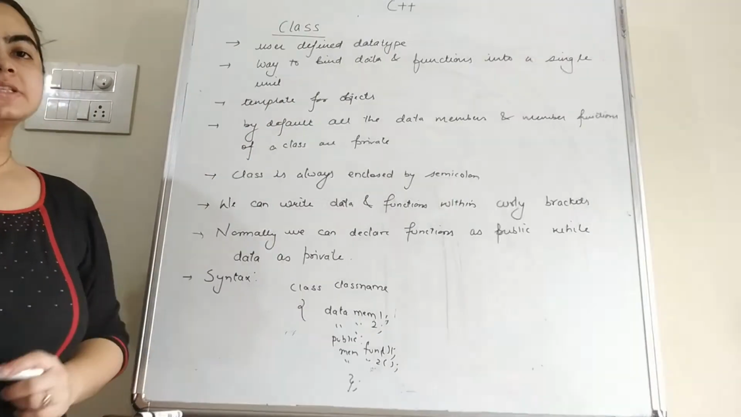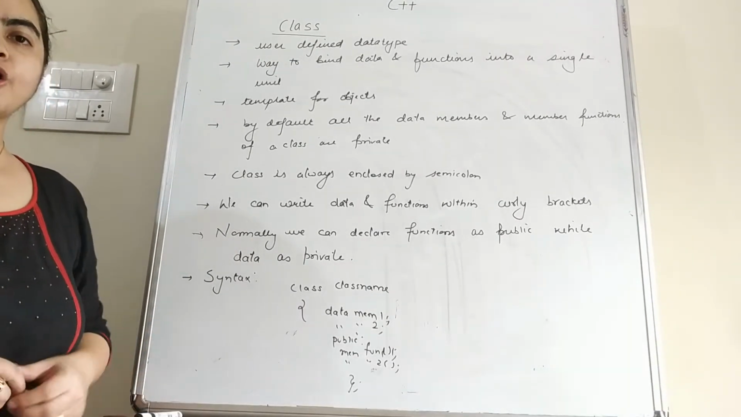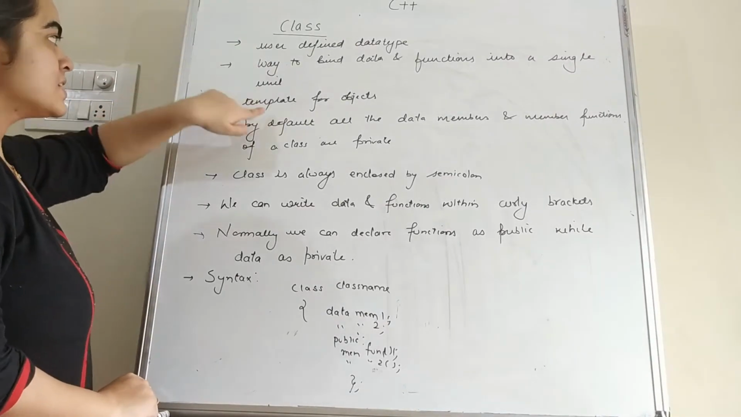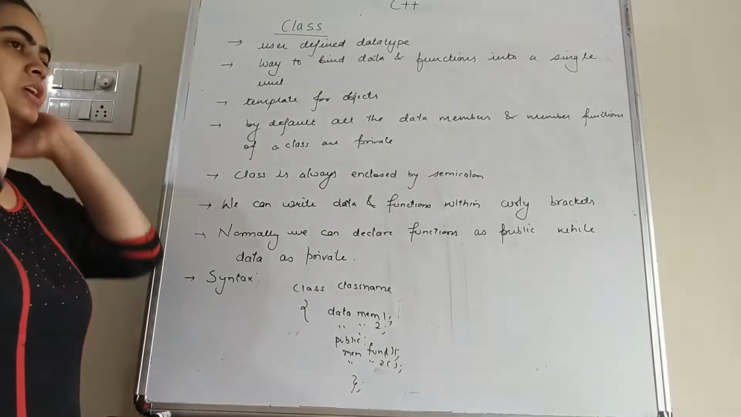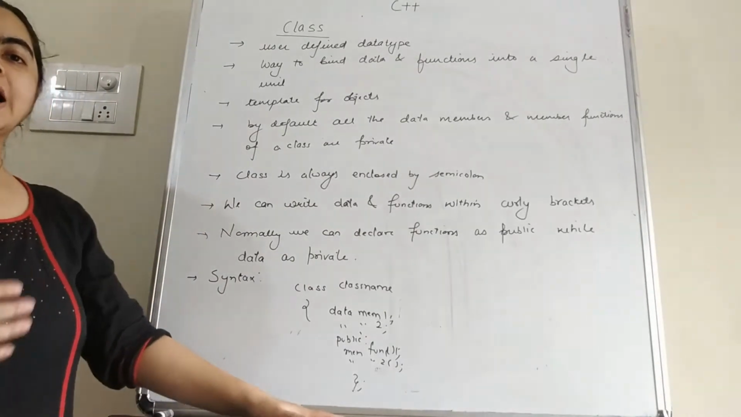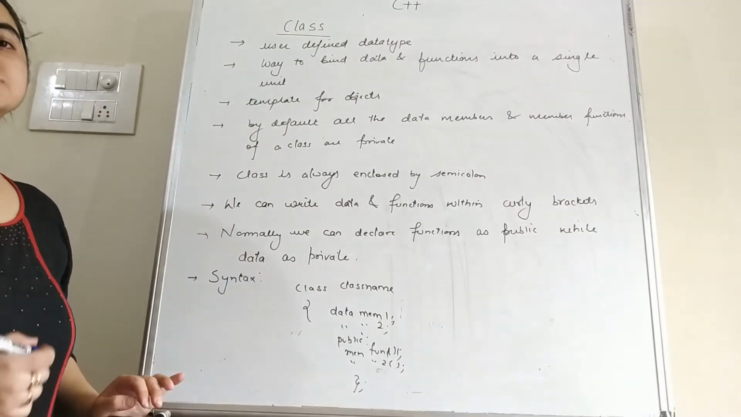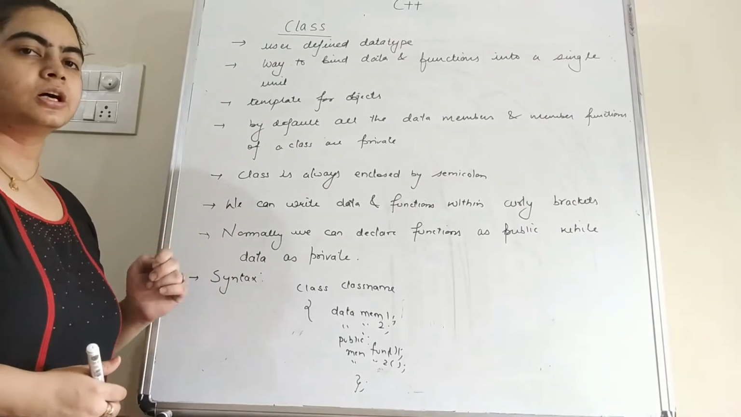So within a single class we can define a number of data members and a number of member functions within it. Next, class is a template for objects. That means under one class we can create a number of objects that are related to that particular class, and all the objects can use the data members and the member functions that are declared within the class.